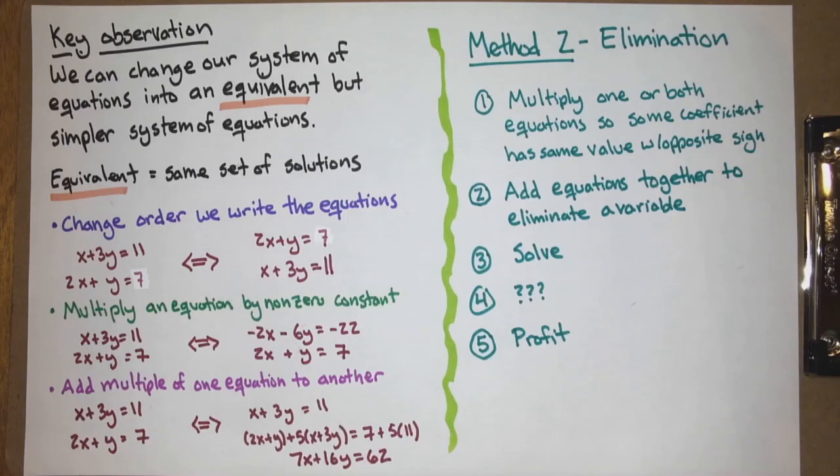The third one is the big ooh. And this is where the power is going to come from. It says, I could add a multiple of one equation to another.